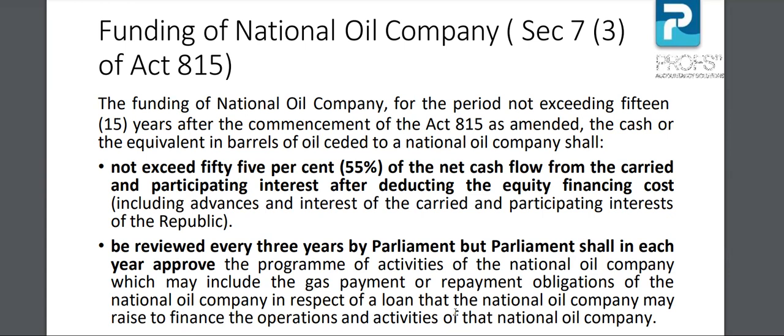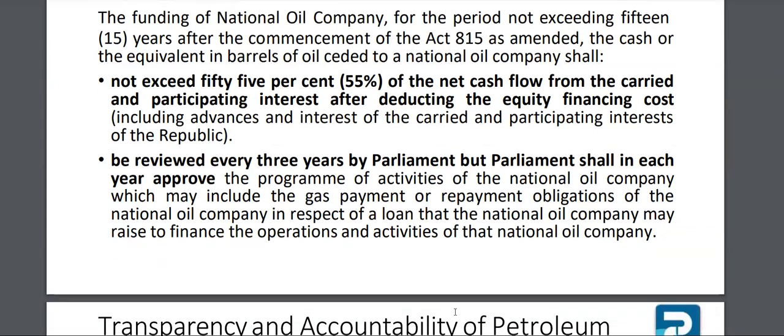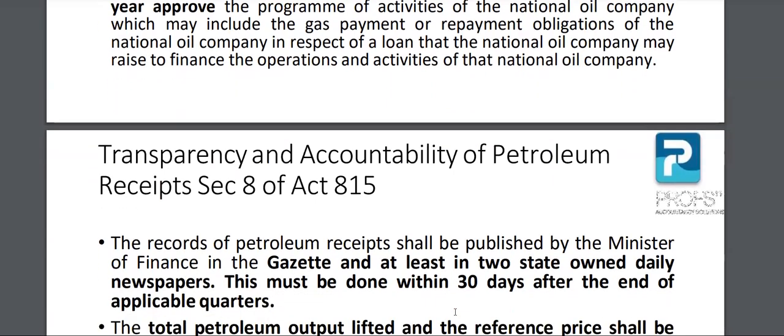But after that, whatever is given to them must not exceed 55% of the inflows that came in after the deduction of the equity financing cost. Which means that GNPC has up to about 55% of the net amount to be given to them. However, this would be reviewed every 3 years, taking a look at the programs or the activities that GNPC is doing with the monies that have been given to them. It will be reviewed every 3 years.